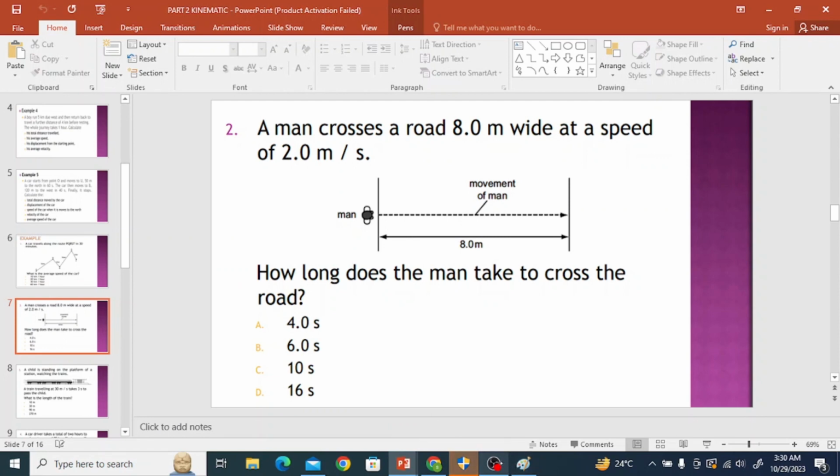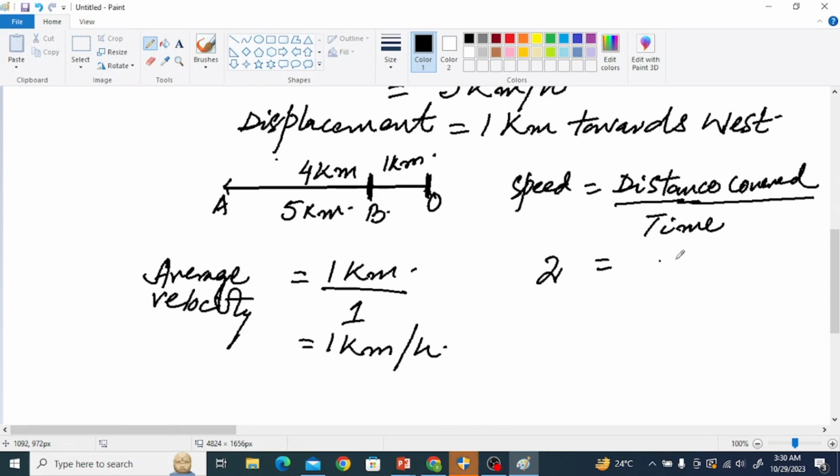So substituting the value for distance, 8 meter. What we have to find here? We have to find here the time. In this numerical, we are given the distance covered by the man as 8 meter. The man is crossing the road whose width is 8 meter, and he is traveling at a speed of 2 meter per second. The question is, how long does it take for the man to cross the road?